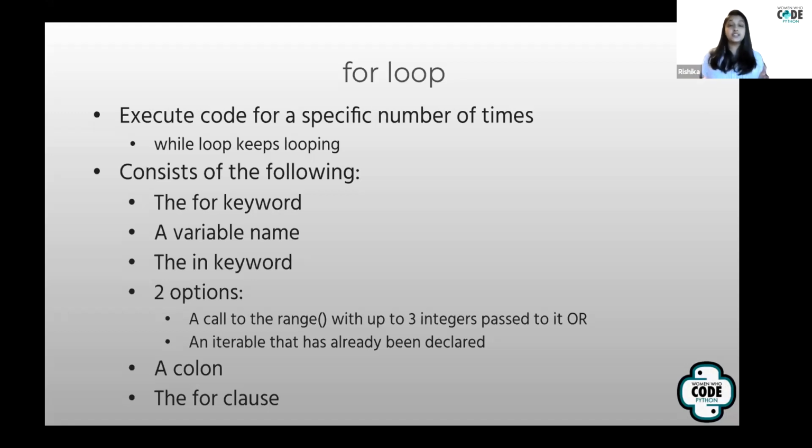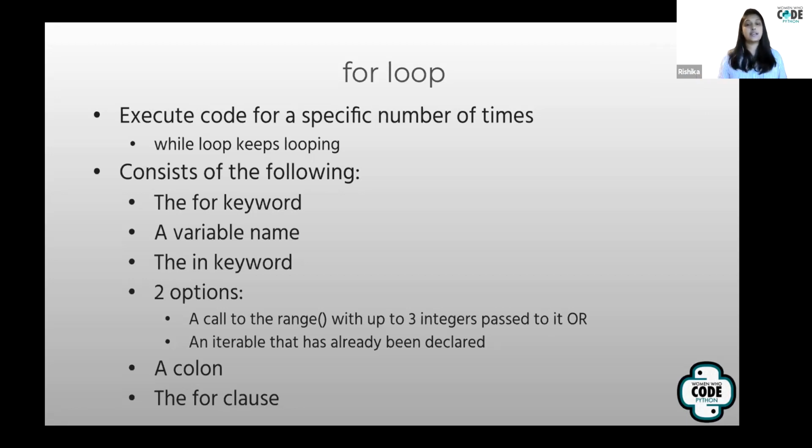And iterable is actually something that we have already gone over. That's basically like a list or a string or a dictionary or a tuple, any of those. So as long as you already have something like that declared, then you can actually visit that data type that's already been declared, and then execute this for loop on it. And then you have a colon to close out that first line.